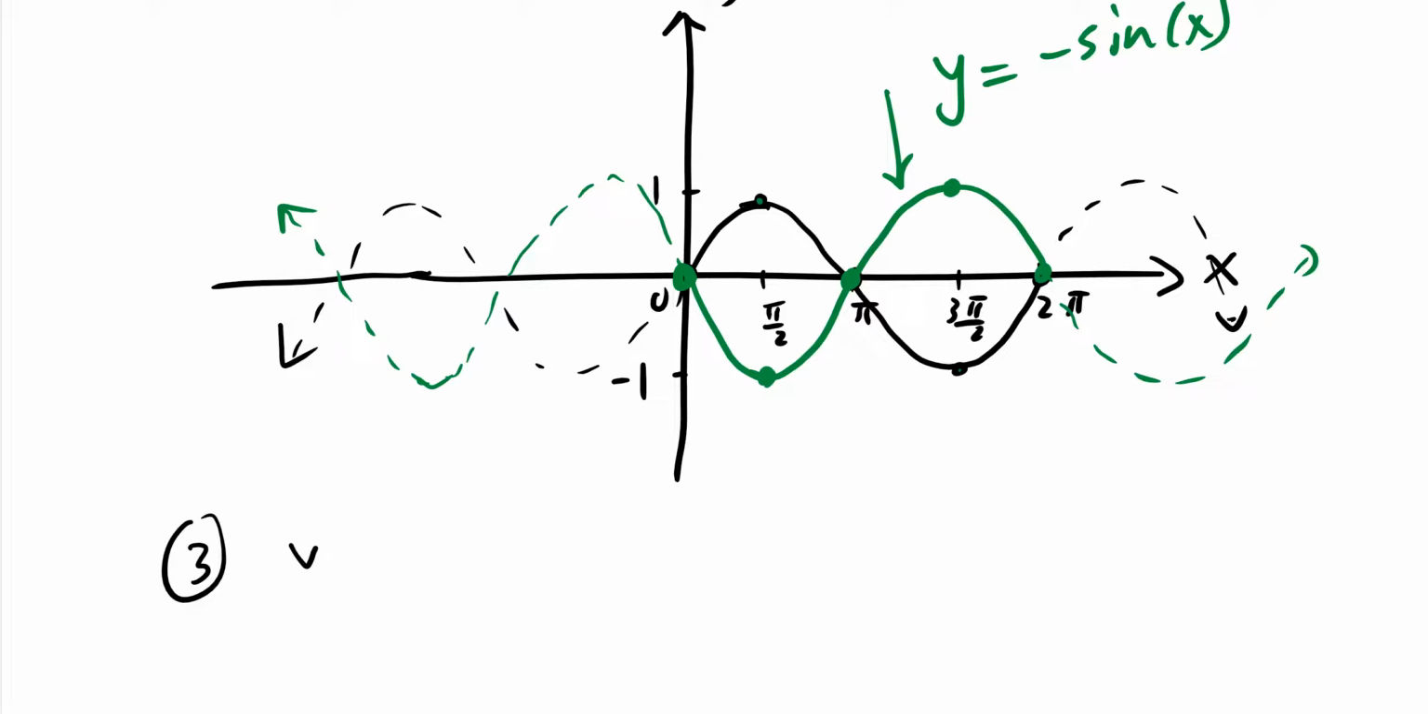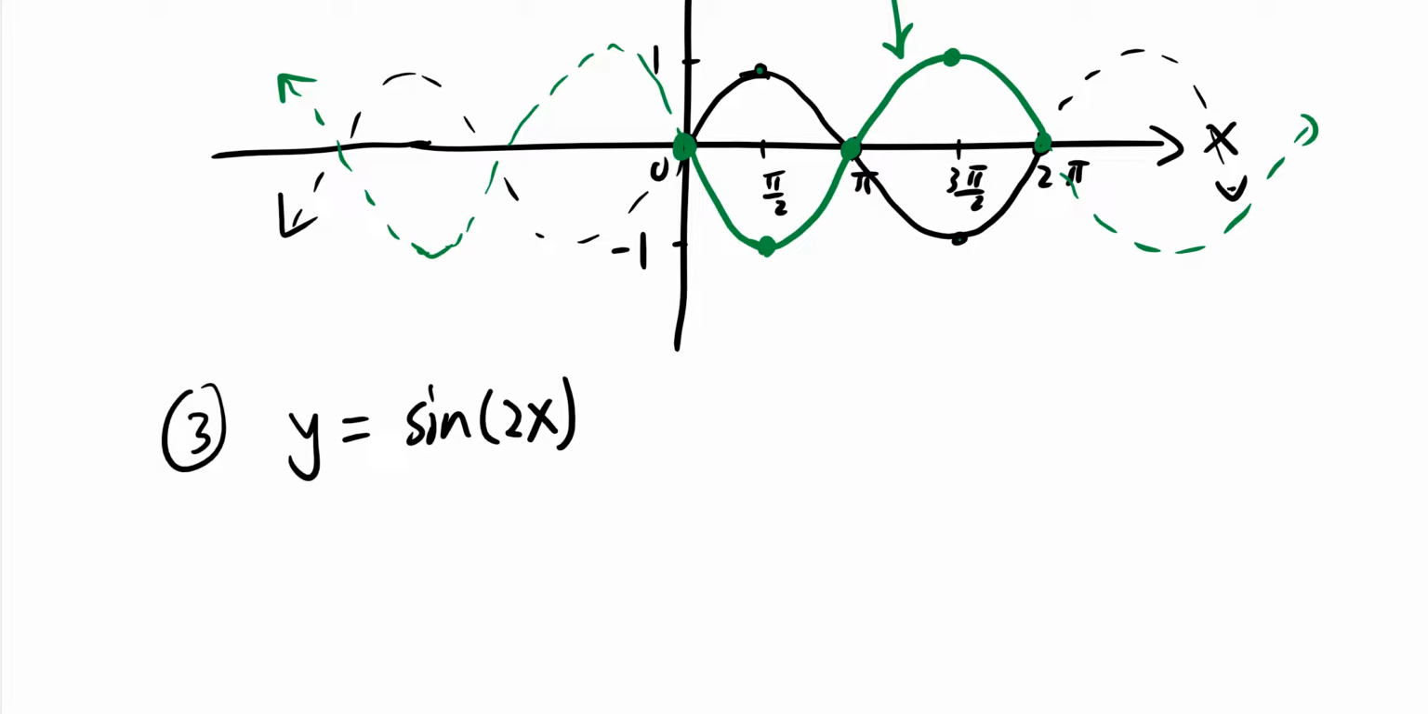Third one, y equals sine 2x. For the meantime, and I'll come back to this. So x here, what happened? It was originally y equals sine x. When I decided to write this question down, I replaced the x with 2x.